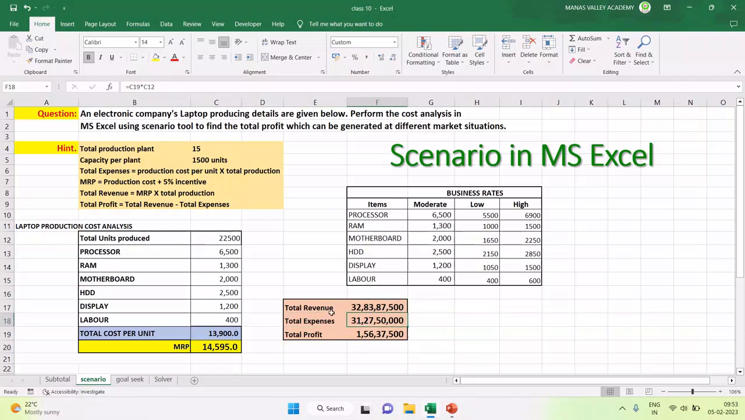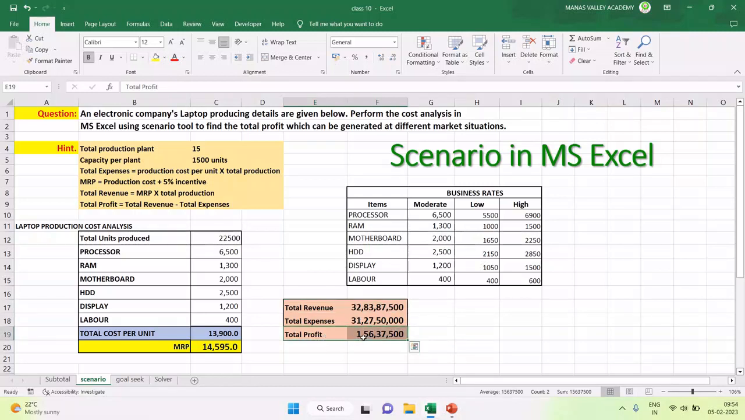Now what are the total expenses? Here you have to calculate the total expenses. Total expenses is the production cost per unit multiplied by total production. What is the production cost per unit? This is the production cost of one unit, that is 13,900. This is the cost of one unit multiplied by how many units you have produced, 22,500. If you multiply these two values, you will get the total expenses of the company to produce this many laptops. So this is the cost for the company, and this is what the company has earned after selling the entire product.